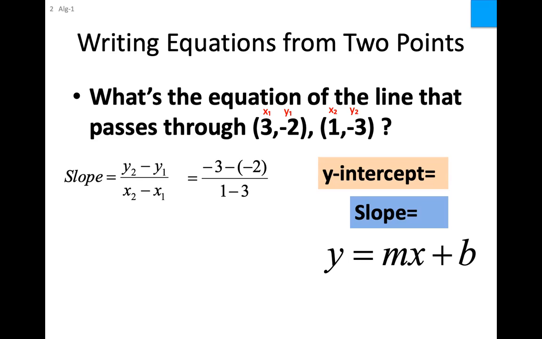Two negatives turn into, so this is -3 plus 2, which is -1, and 1 minus 3 is -2. Negative divided by negative is a positive, so we get a half. Slope is a half. This becomes a little unfriendly when you get a fraction, just a little bit. When you get a whole number, it's a very easy process. When you get a fraction, sometimes this becomes ugly. So my slope, or m value, is already a half.